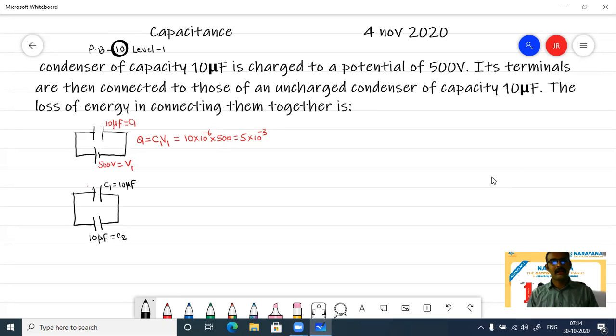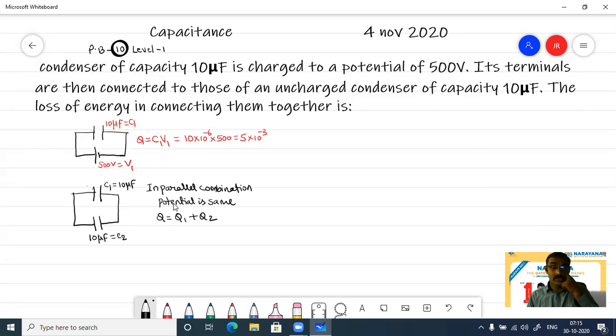So here, in a parallel combination, the potential is the same and charge will be conserved here. Q is equal to Q1 plus Q2.